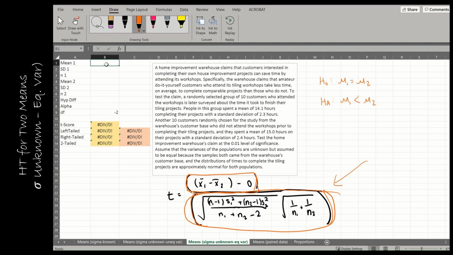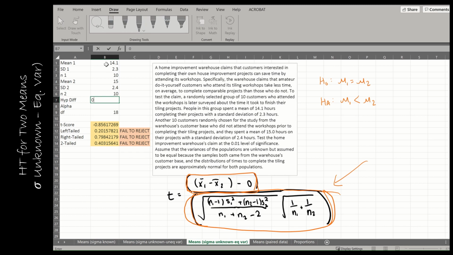The first group of 10 customers, so each group has 10 customers, so I'm going to fill that in for N1 and N2. The first group is my group that went to the project workshop, and that group spent 14.1 hours completing their project with a standard deviation of 2.3 hours. The second group spent 15 hours with a standard deviation of 2.4 hours.